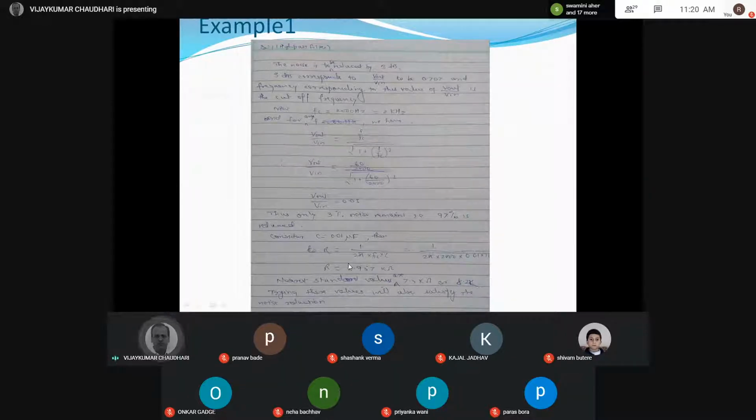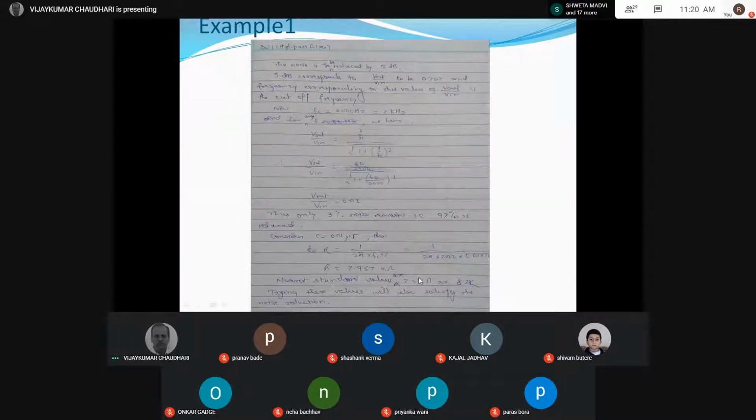Exactly this value will not be available in the market, and the nearest standard values are 7.5 or 8.2 kilo ohm. If I substitute it here in the formula Fc is equal to 1 upon 2 pi RC with this modified value or this value, tell me the value of cutoff frequency. Tell me the value of cutoff frequency for R equal to 7.5 K and 8.2 K. Both values I want.